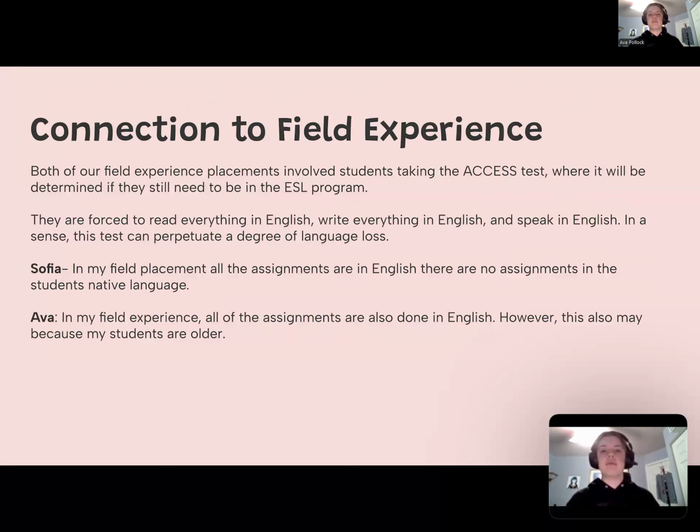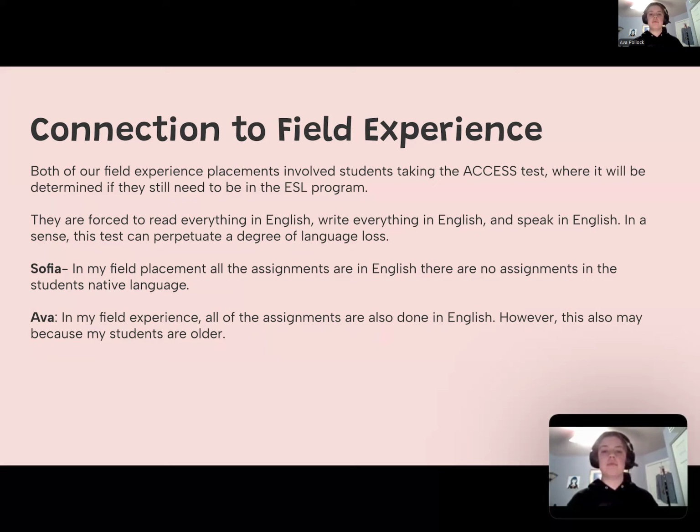Connection to field experience. Both our field experience placements involve students taking the ACCESS test, where it will be determined if they still need to be in the ESL program. They are forced to read everything in English, write everything in English, and speak in English. In a sense, this test can perpetuate a degree of language loss.